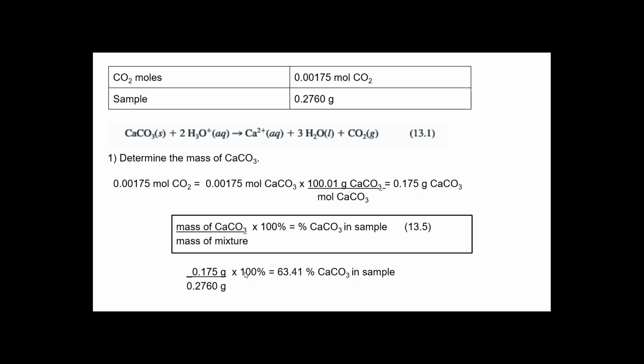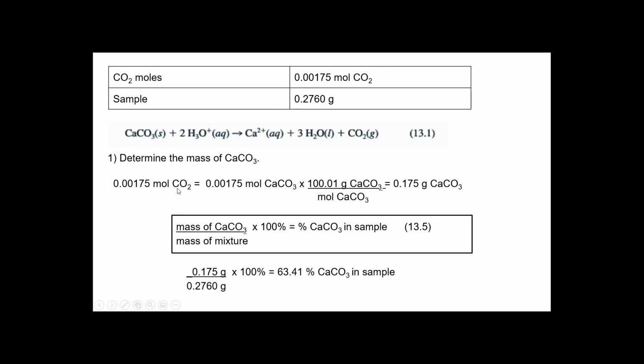And the last step is to determine the percent. I took this straight out of the PDF that you were given. Now I have CO2 moles of a value here. And my sample is here. So this is what I weighed out before the reaction, the one in the little test tube. I need to determine my mass.